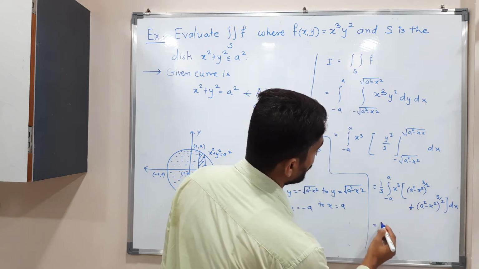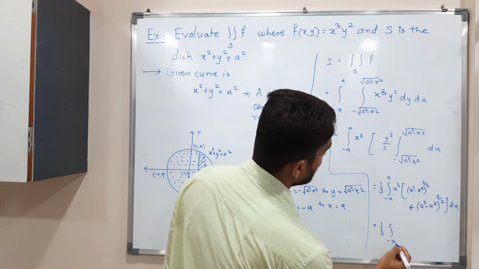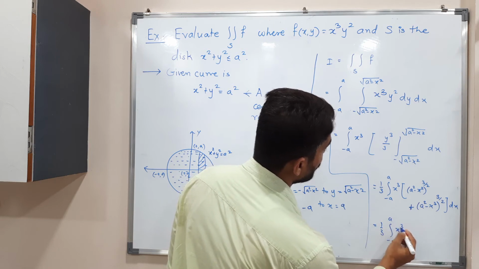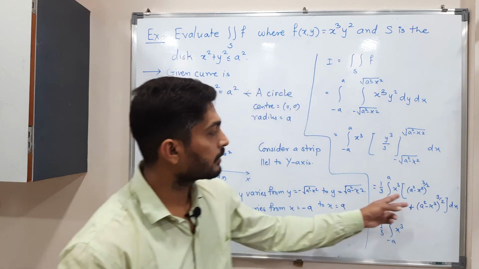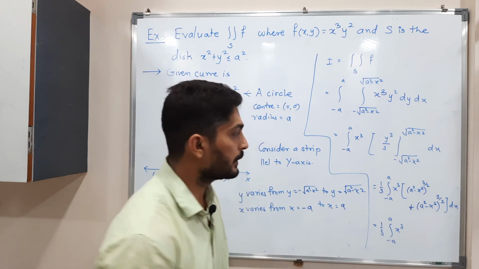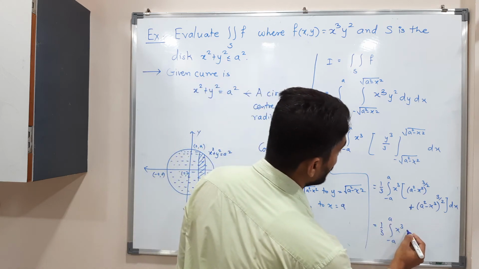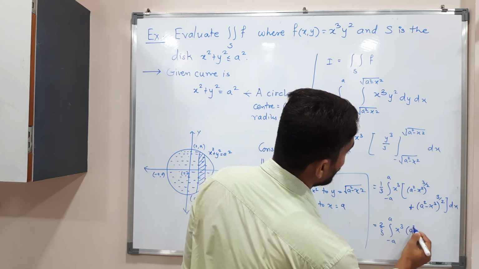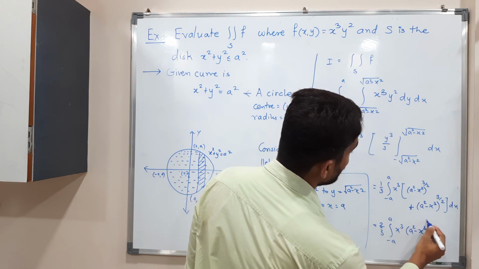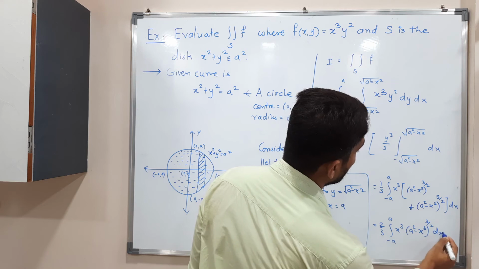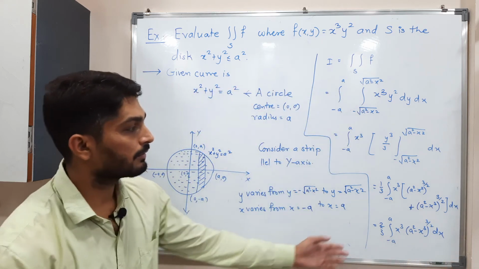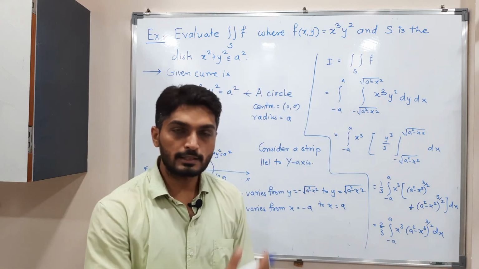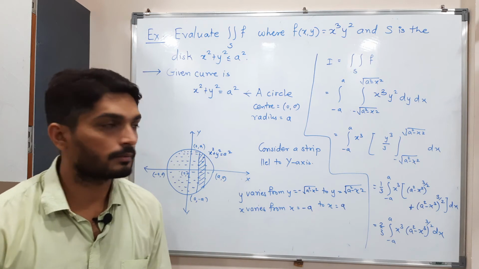So this is equal to 1 by 3 integration minus a to a x cube, right? See, both terms are same, so you can write simply 2 into, I will take 2 outside, it is constant, 2 into a square minus x cube raised to 3 by 2 dx. Now simply we have to solve this integration. Make a screenshot of it and after that we'll go further.